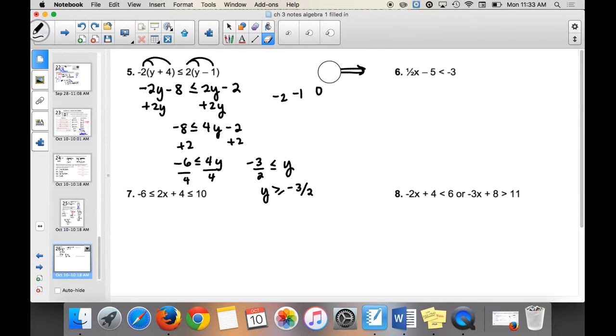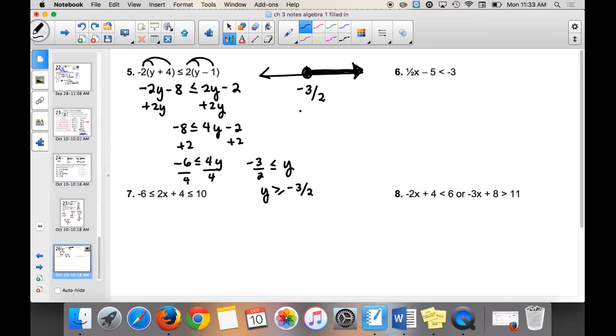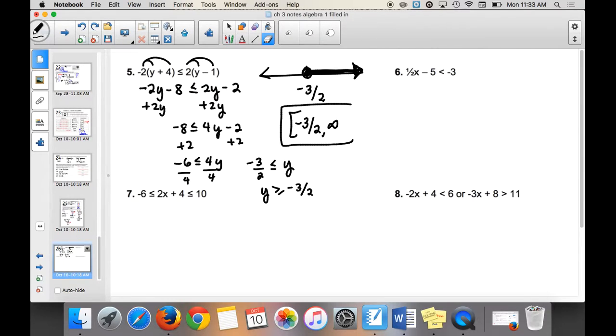Now, I don't care about all those tick marks, so I'm fine if you guys do negative 3 over 2 and then do everything that's bigger than it, like that. That's totally fine with me. So our answer should be bracket negative 3 over 2 to infinity. Oops, that's a parenthesis. It doesn't really look like a parenthesis. Okay, are we understanding that? Did everybody get that answer?